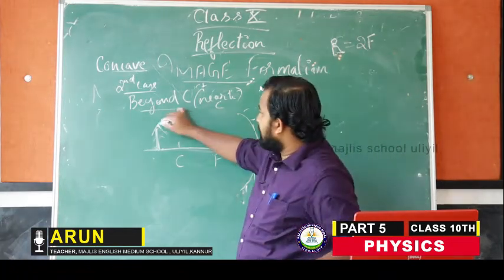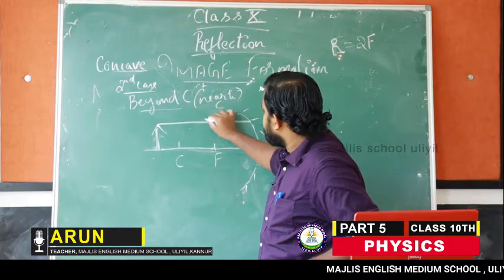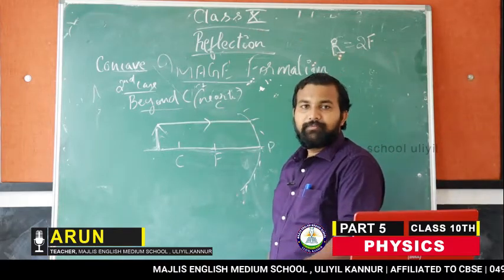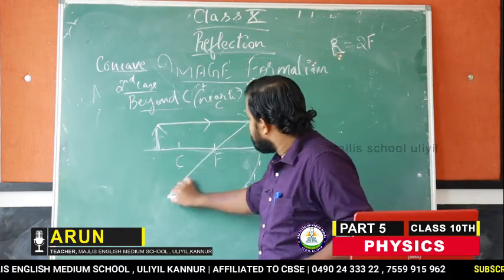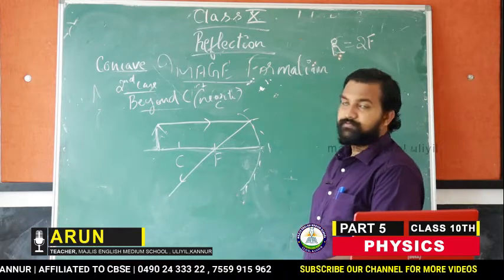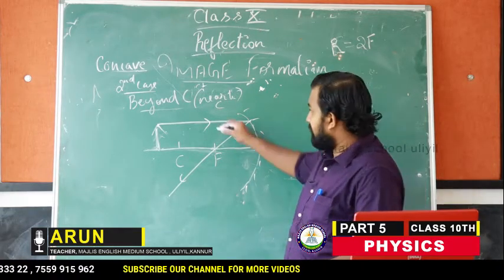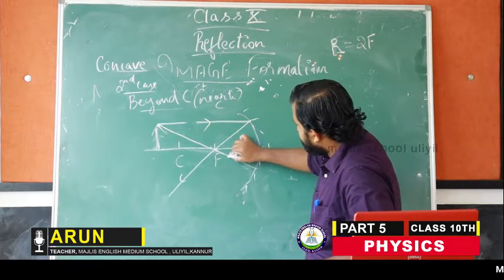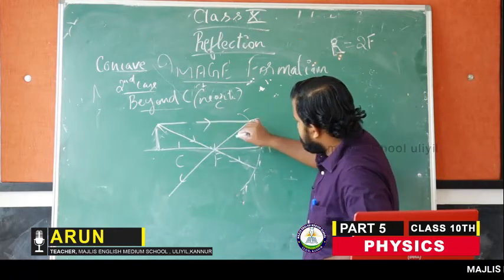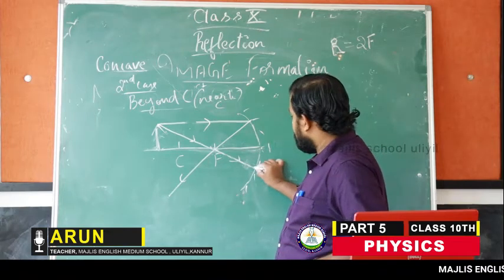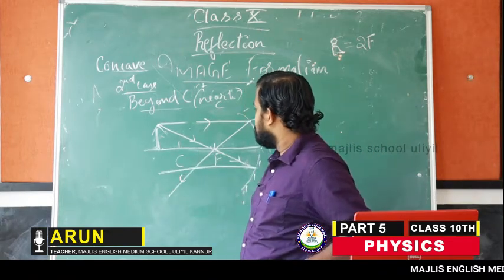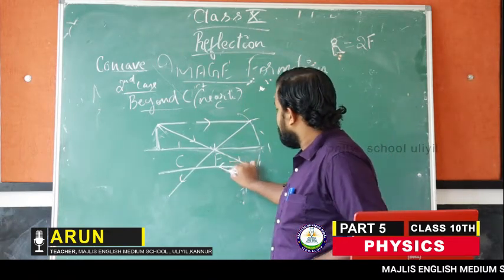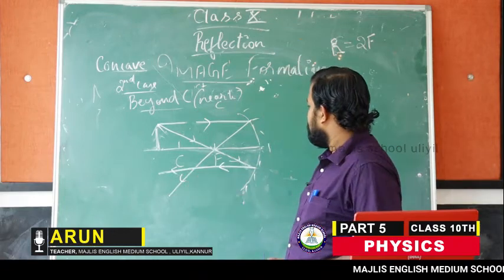Okay, so I will take one ray as parallel. The parallel ray will move through the focus. The second ray I am taking is the ray coming through the focus. It will be moving parallel to the principal axis.